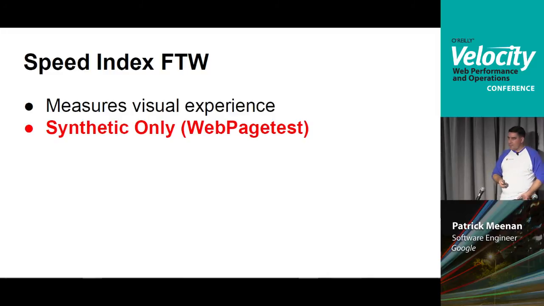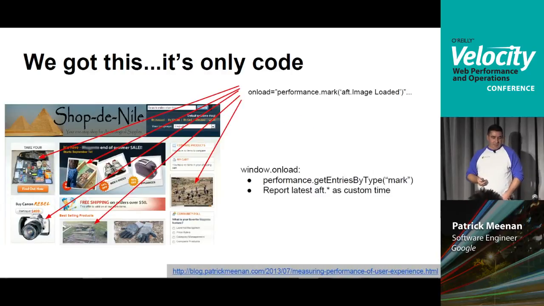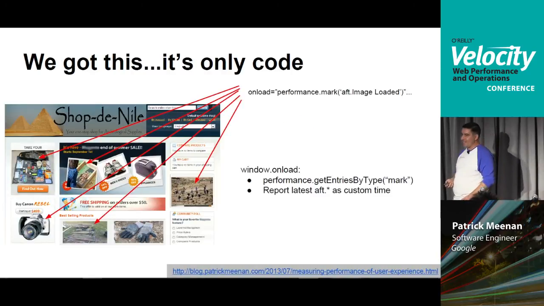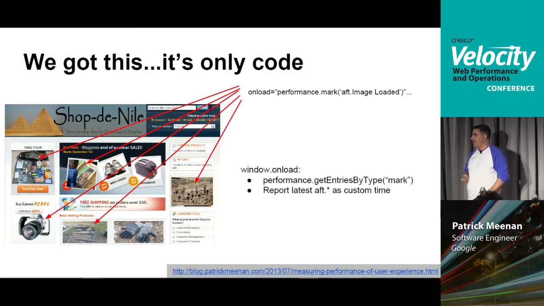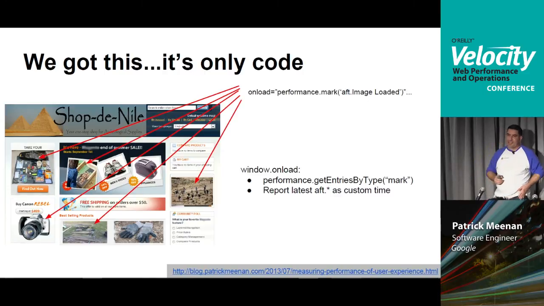One of the big problems is that it's only available in synthetic testing. But you know what? It's code. We can fix this, right? So what we ended up doing was we attached on-load handlers to all of our images on the pages, or various things that we care about. And now all of a sudden we can track when various different things happened. Once again, thanks to Steve, we have the user timing spec in the W3C performance, and there's performance.mark, where you can mark an interesting point in time for something that happens.